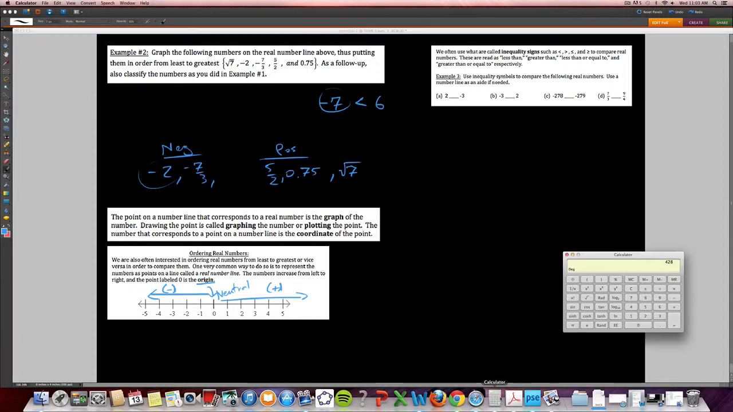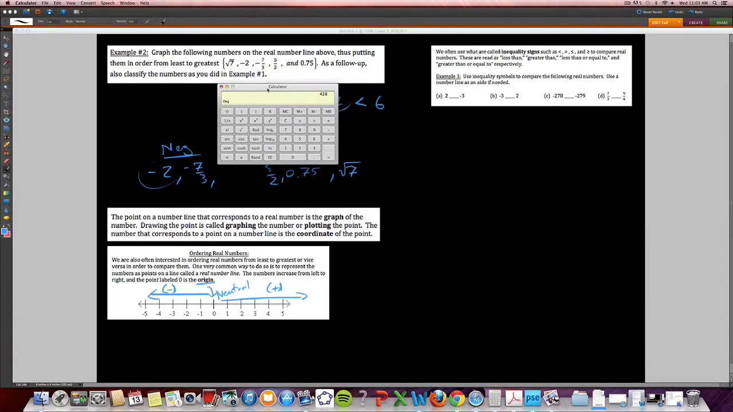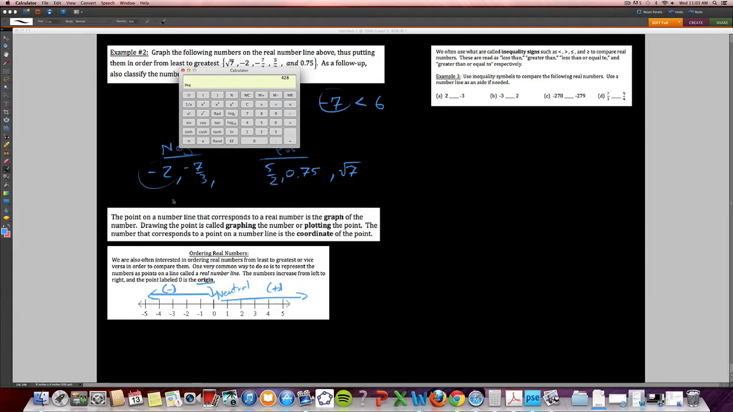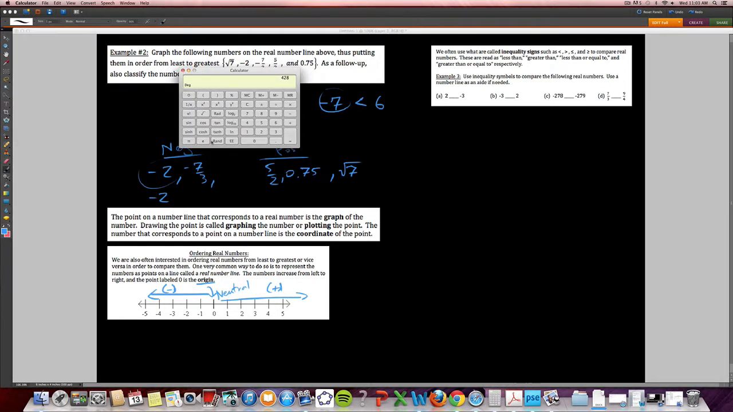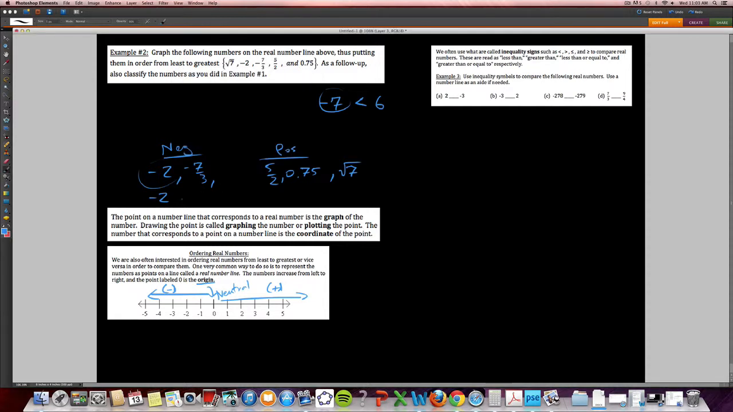We're going to grab our calculator here. This is probably the easiest way to take care of this. We know this is a decimal: -2. If we change -7/3 to a decimal, that would be -7, of course that's negative, divided by 3. We get -2.33 repeating. 5/2, we could also say 5 divided by 2 is 2.5.